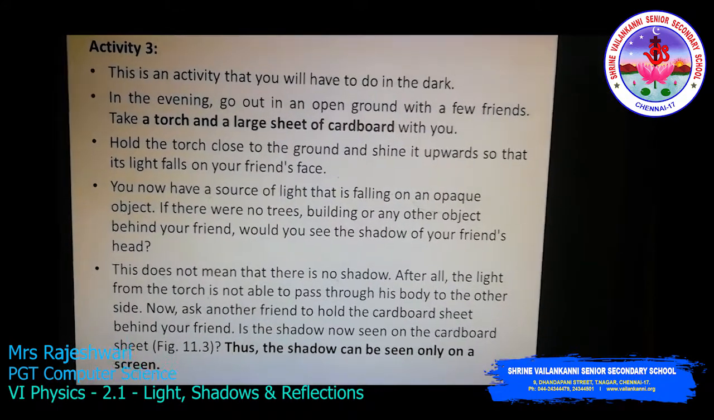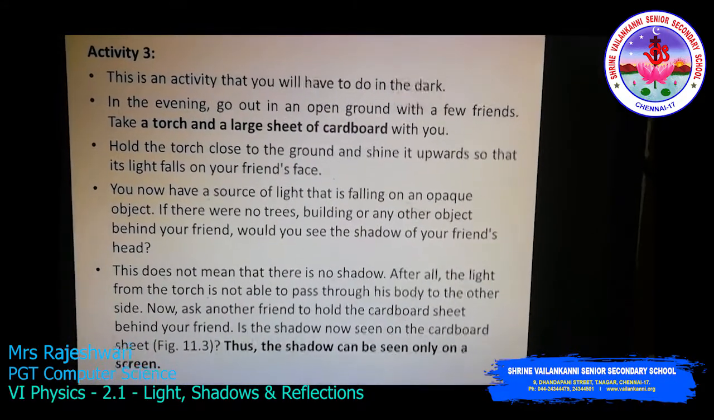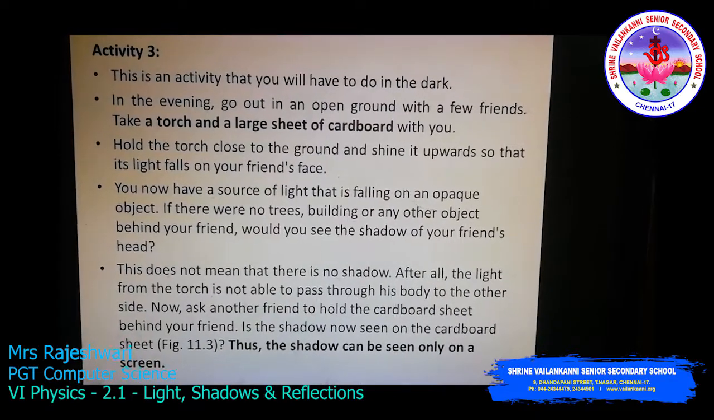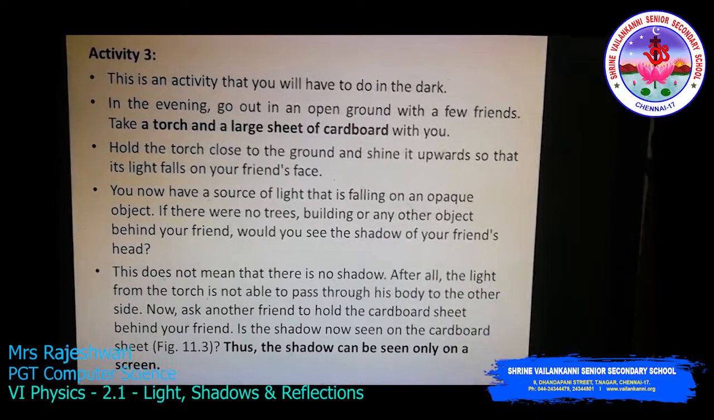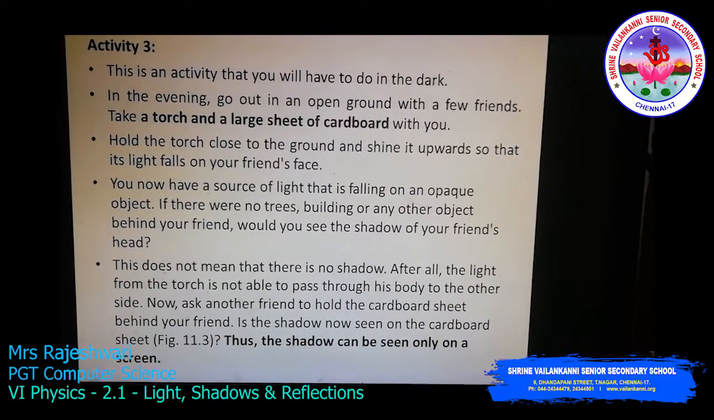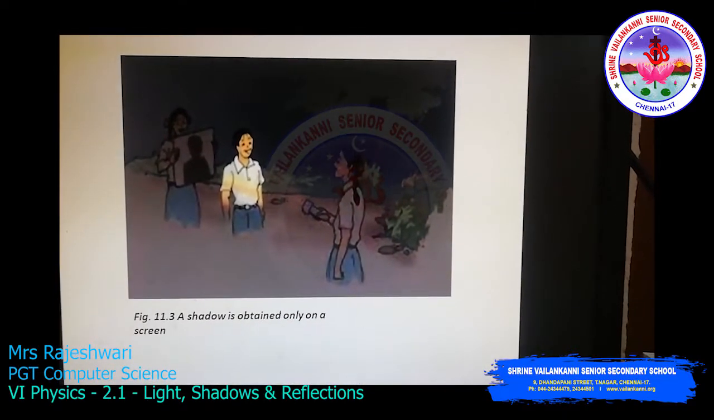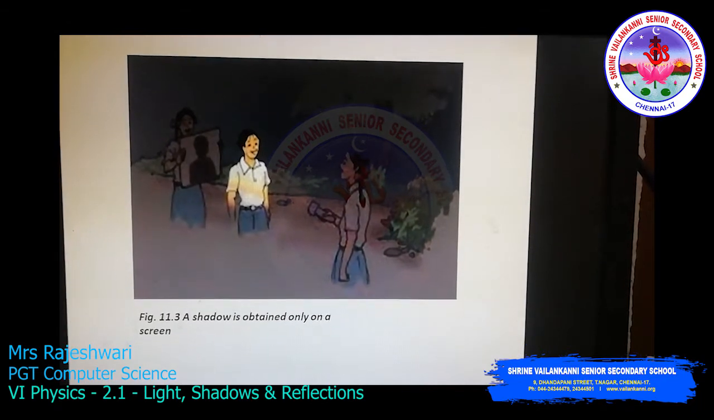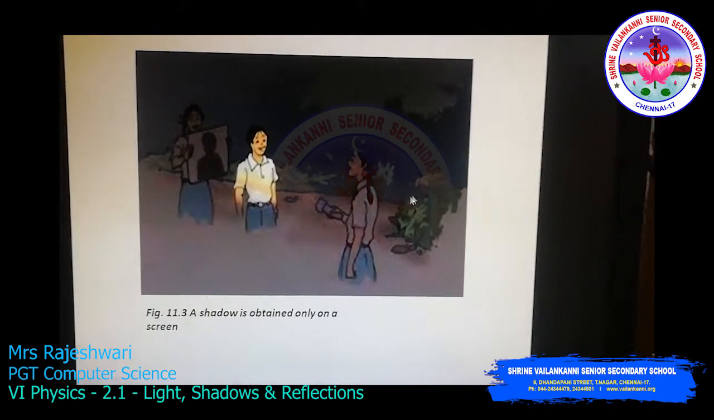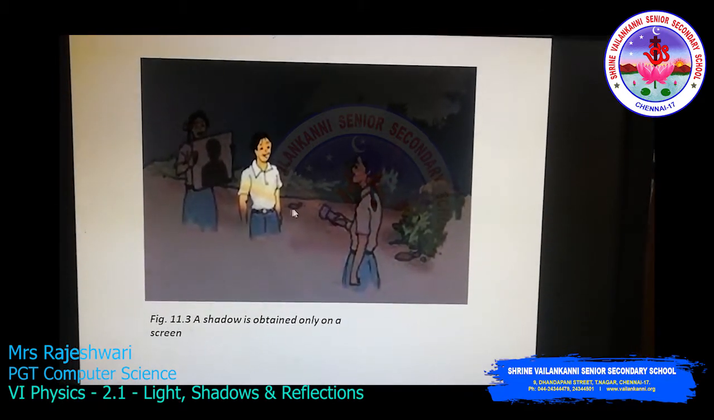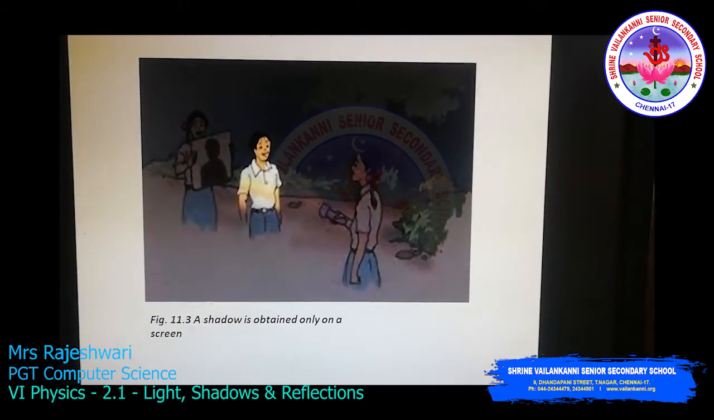So let us discuss another activity where you can do it in the dark. That is, in case you are playing in the late evening on the ground or in an open place, ask your friends to take a torch and a large sheet of cardboard with them. See here in this picture, one girl is holding a torch, and the other girl is holding a cardboard, and one person is standing here. Ask one of your friends to shine the light on your face. So she is holding the torch straight to the friend's face.